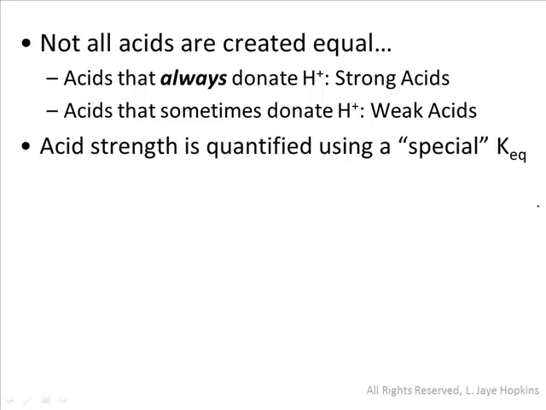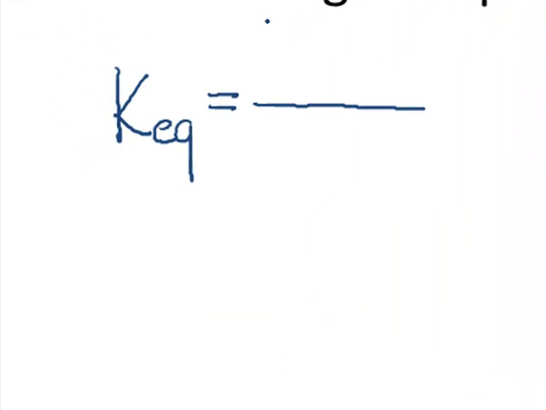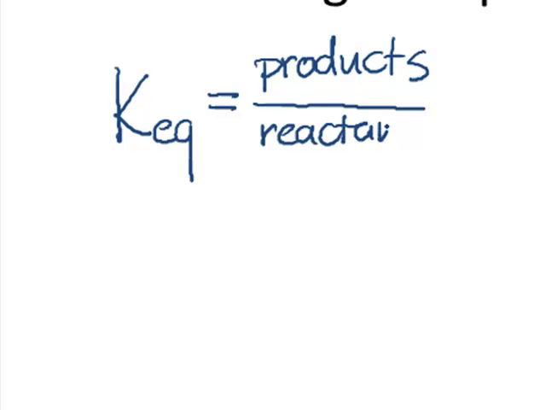Acid strength is quantified using a modified version of the equilibrium constant we've seen earlier in this course. You may recall that the equilibrium constant is how we define whether a reaction favors reactants or products when it's at equilibrium. What we learned previously is the equilibrium constant is found by looking at the concentration of the products at equilibrium compared to the concentration of the reactants. When it comes to acids, the reactant is the acid. The product is simply the acid after it's dissociated from the hydrogen ion.